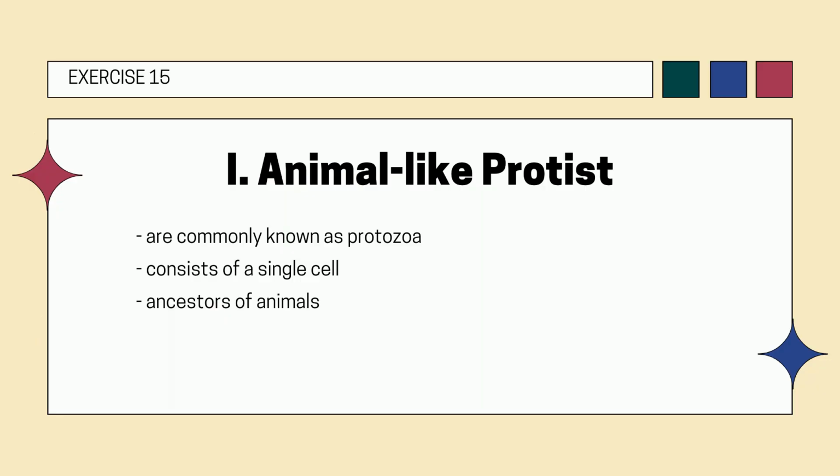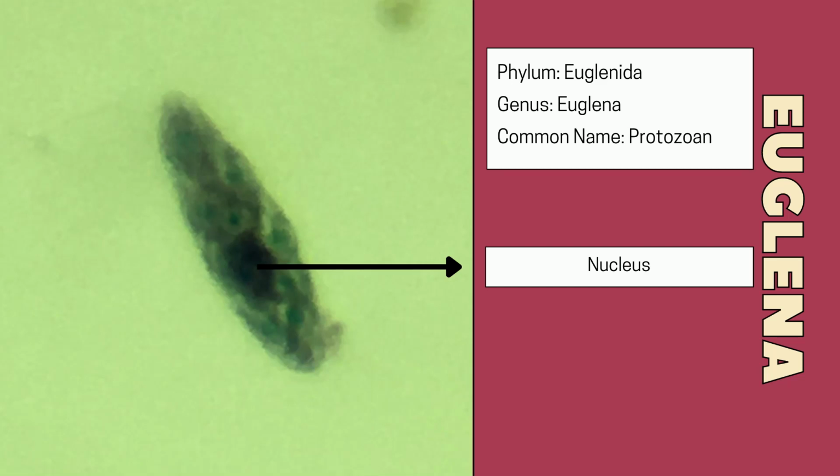For the first part, we will be identifying animal-like protist representatives and their structure. Animal-like protists are commonly known as protozoa and contain a single nucleus. They are considered the ancestors of animals as they display similar characteristics such as the ability to move and being heterotrophic. The first representative is Euglena from the phylum Euglenida, a protozoan. In the middle of the euglena is an oval nucleus that contains an endosome. Euglenas are usually found in freshwater streams and ponds.